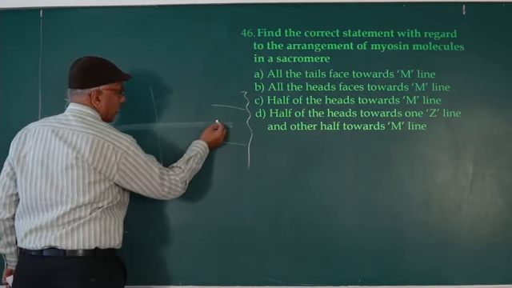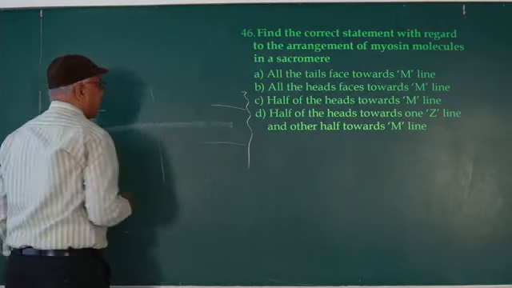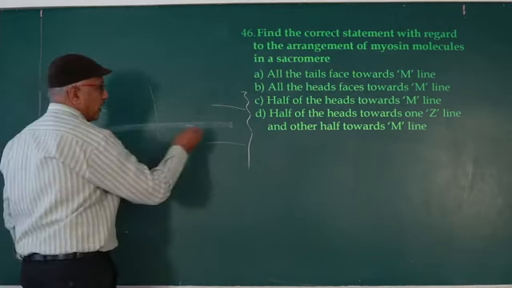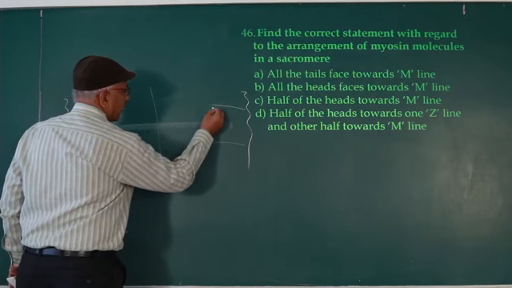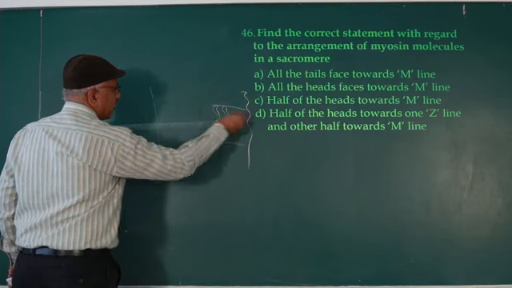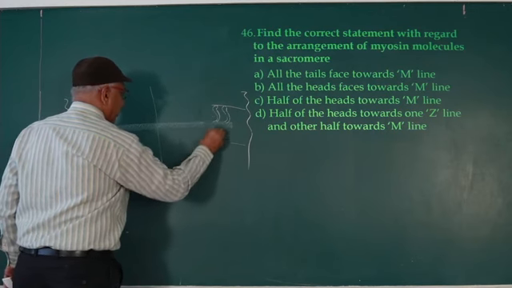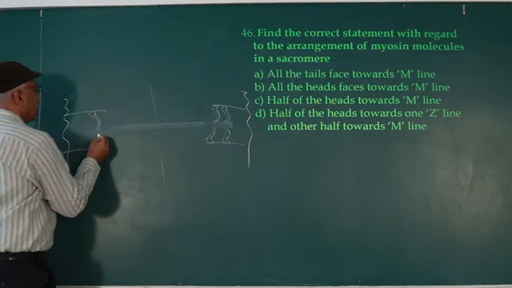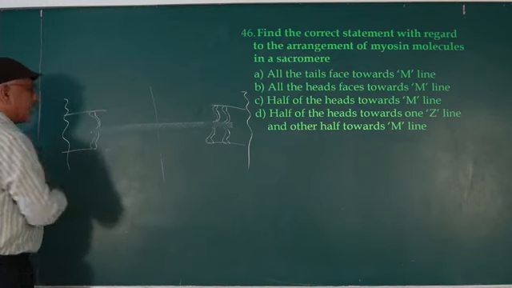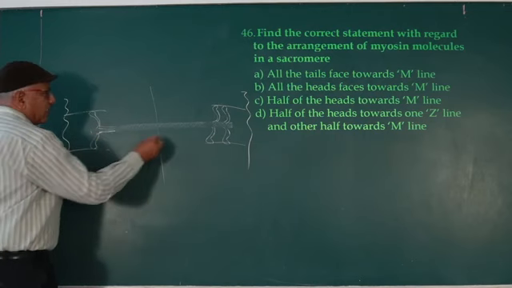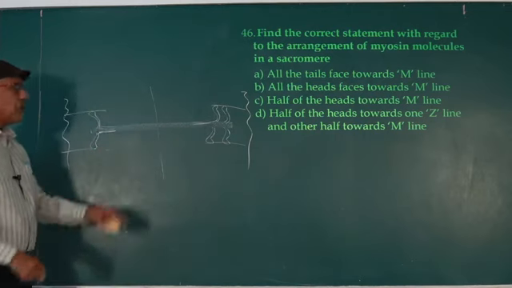For example, we assume 300 meromyosin molecules are present in a myosin filament. 150 meromyosin heads bind to actin filaments of one half of the I band. The remaining 50% attach to actin filaments of the other half of the I band. So the tails are directed towards the M line.